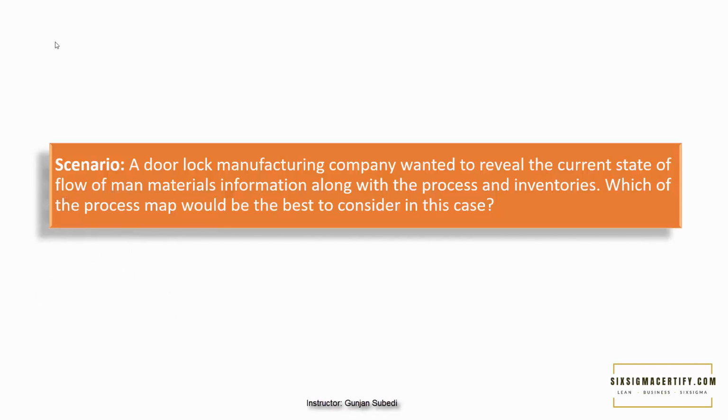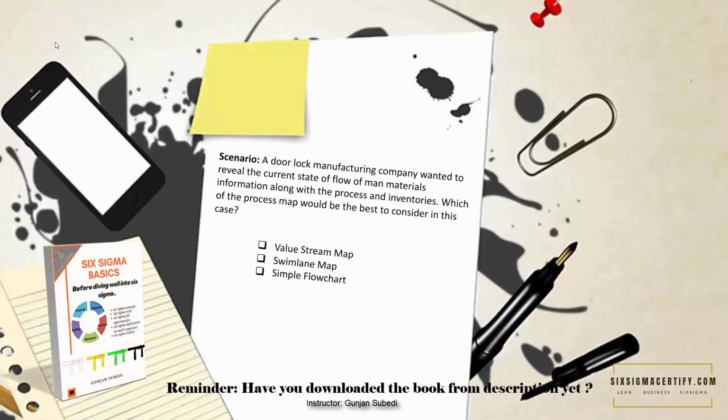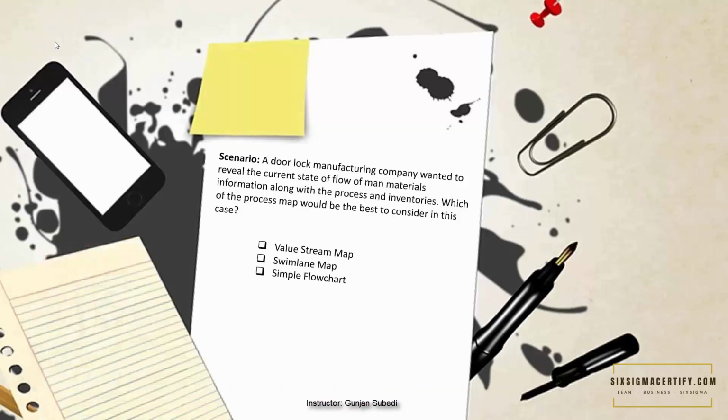So basically what is happening here is a manufacturing company wants to reveal or show different information in the same flowchart. So the information that should be shown in the flowchart are the information relating to the movement of man and material, and also the flowchart should be able to show the process and the number of inventories in or between each process. So there are three options given here: value stream map, swim lane map, and simple flowchart. I think this question is very easy for you.